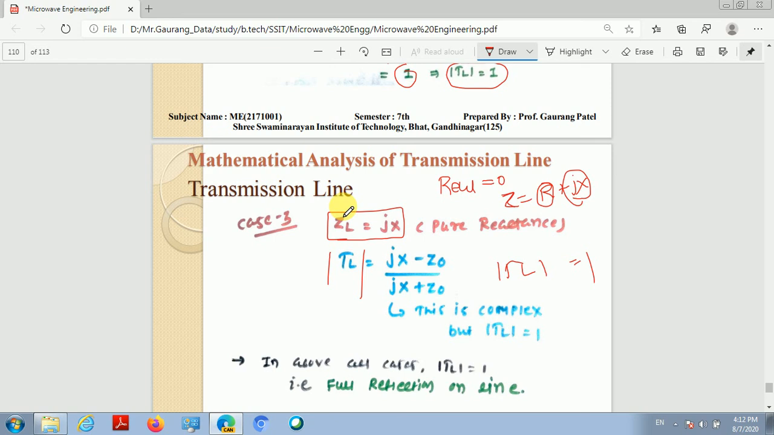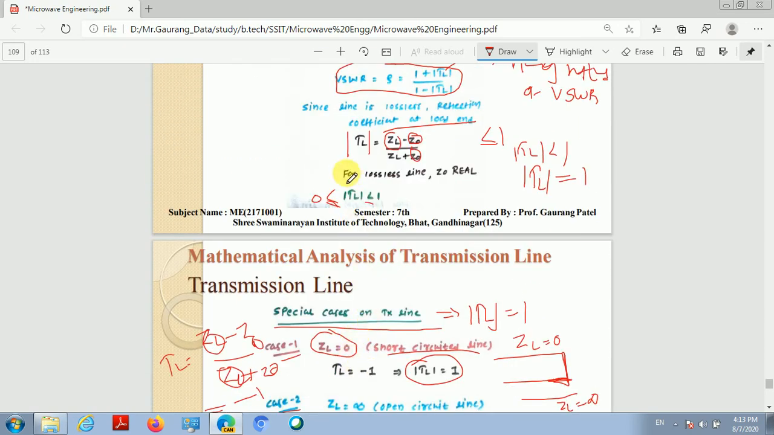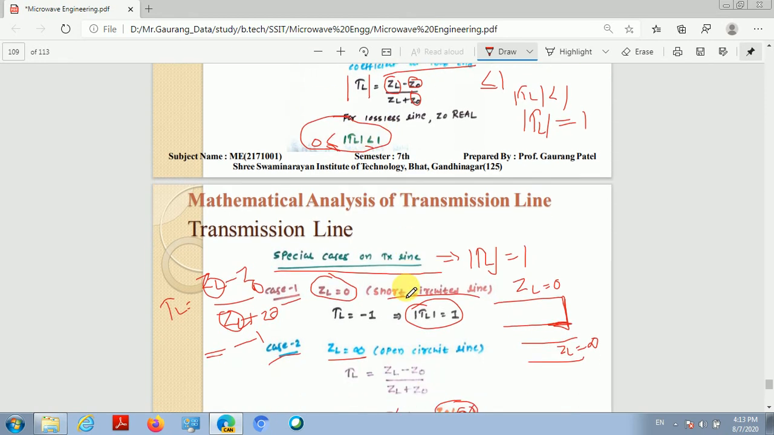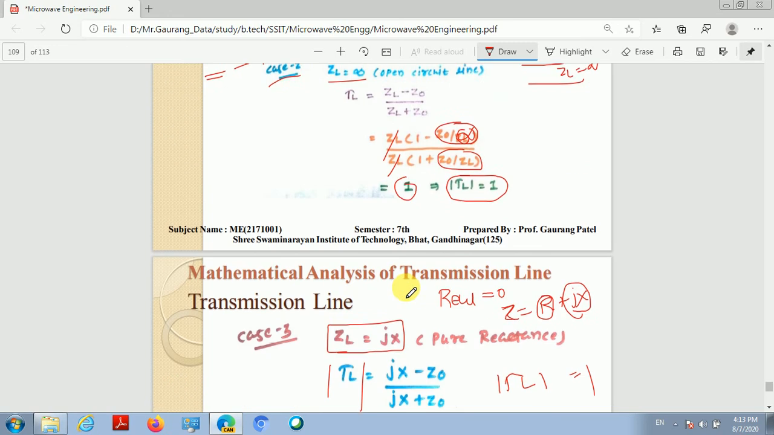So when the reflection coefficient is 1, as we know, it is a measure of reflection on the transmission line. When the value of the reflection coefficient is maximum, it means that the reflection on the line is also maximum, or there is a full reflection on the line. Okay, so now as we got the upper bound and lower bound on the value of the reflection coefficient, we can also get the upper and lower bound on the value of the VSWR, because VSWR is related to the reflection coefficient on the transmission line.